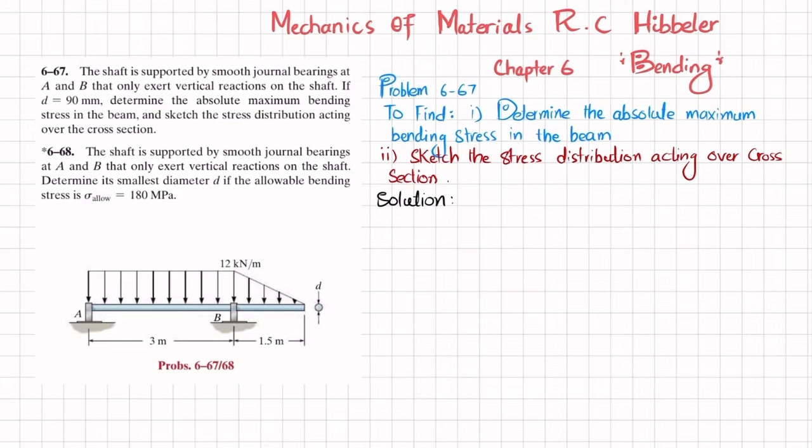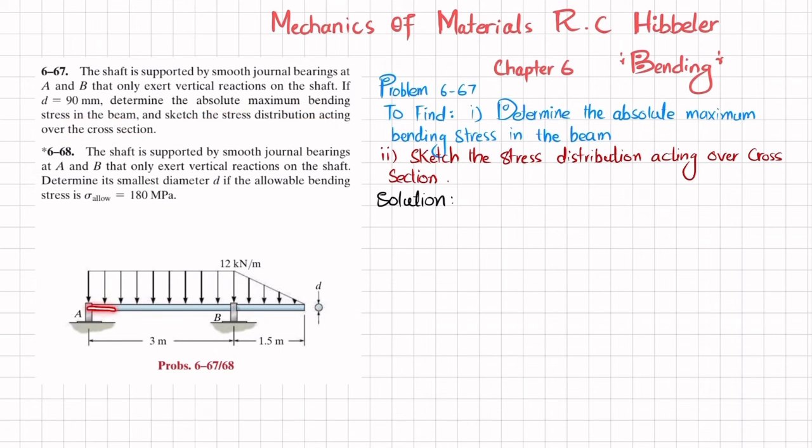The statement is: the shaft is supported by smooth journal bearings at A and B that only exert vertical reactions on the shaft. If D is equal to 90 millimeter, determine the absolute maximum bending stress in the beam. Sketch this stress distribution acting over the cross section.